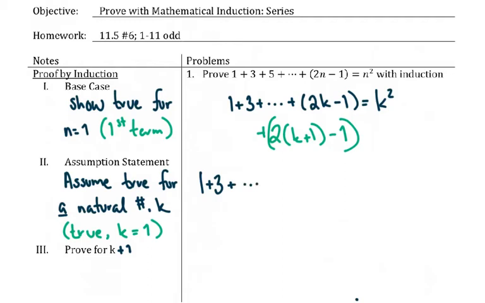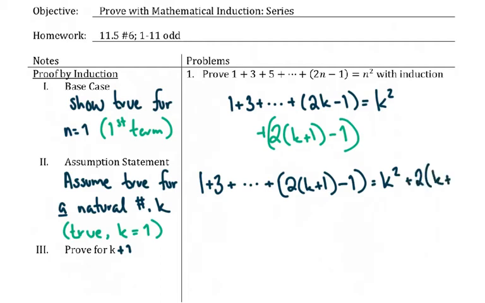out to 2k plus 1 minus 1 on this side. And that's our series that we want. And then on this side, we just have k squared plus that term because we're just adding the same thing to both sides like we normally would for a solve problem, right? So add it on the left side, add the same thing on the right side. This is the golden rule of algebra.